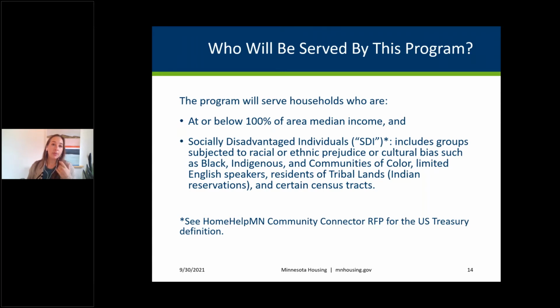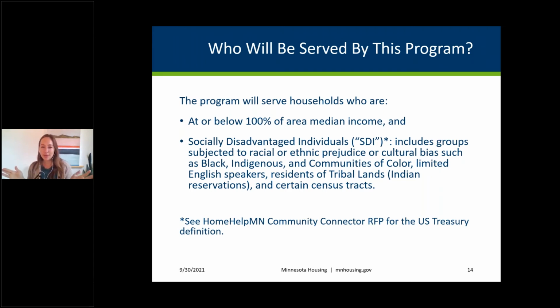And the other important focus here is who is the people that will be served. So it's not just the income, but groups and communities that have been subjected to racial and ethnic prejudice or bias, such as Black, Indigenous, and communities of color, limited English speakers, residents of tribal lands, and certain census tracts. So those are essentially boundaries, in different communities.